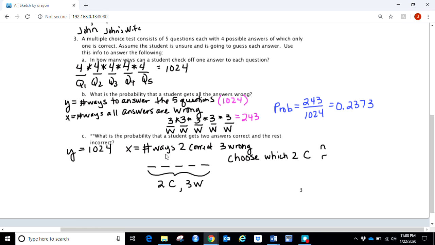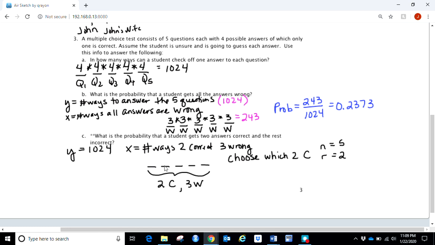Right, so N is representing how many different questions we're working with in total. R is going to represent how many questions we're going to get correct, which is 2. So now I need to figure out if order matters. Now what do I mean by that? If I were to get the first and second question correct, is that the same thing as getting the second and first question correct?